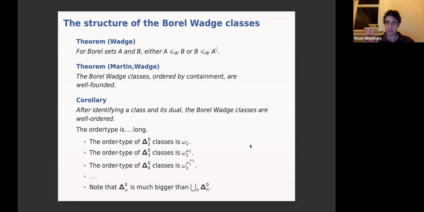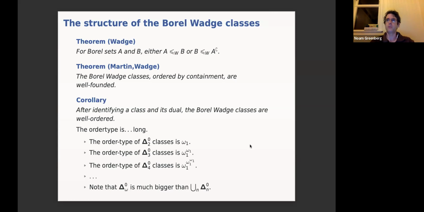There will be many cases where a set and its complement are not comparable, but if I ignore the difference between them, then what I have is a linear ordering. And then Martin and Wadge proved that in fact it is well-founded. So after I merge a set and its complement, these classes are well ordered, of a fairly long order type, and there's a deep analysis of the order type of all Borel Wadge classes.